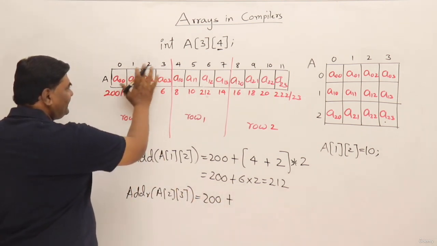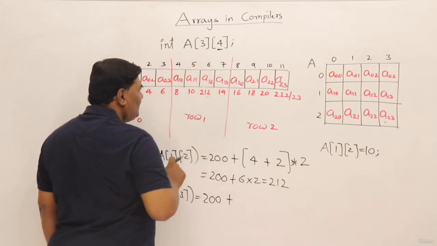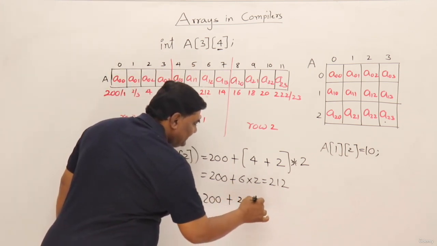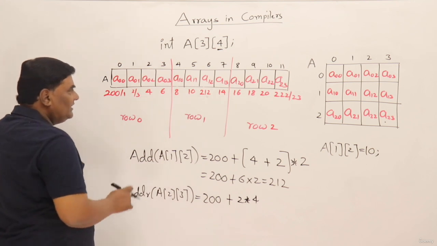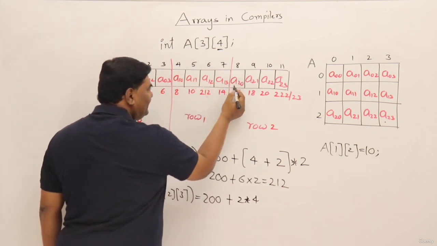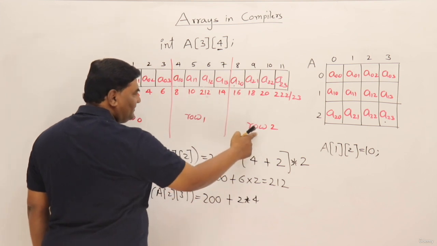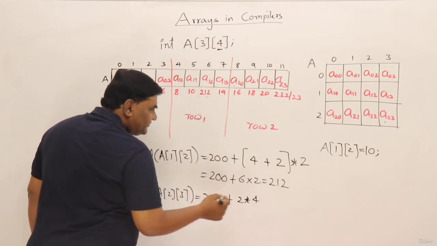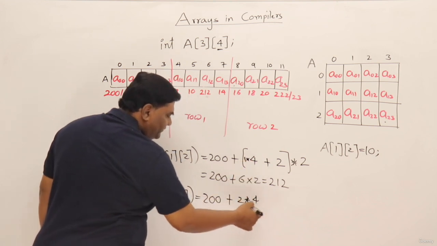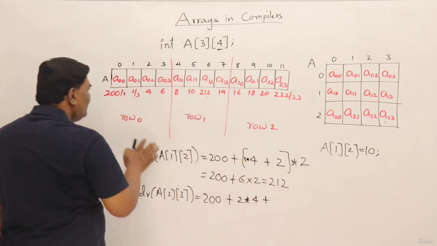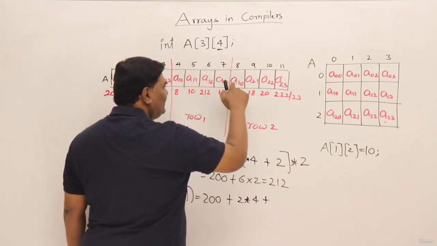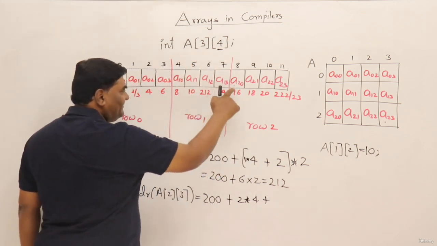from here I should skip 2 rows. So 2 rows means 2 into 4 elements in each row. See, 4 elements and 4 elements. So I should skip 2 rows. Thus I will be at the beginning of this third row, that is row index 2. Earlier this was 1 into 4, now this is 2 into 4 plus. Once I skip the first row, I am here. Then I skip one more row, I am here. I am skipping 4 elements for each row.